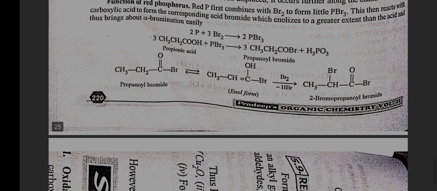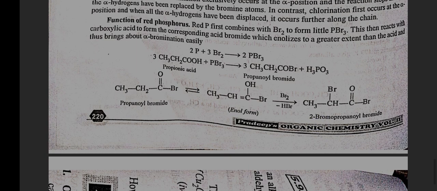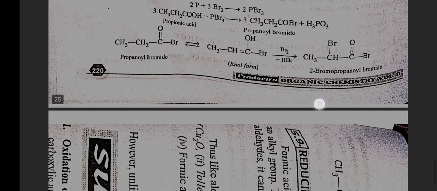Red phosphorus first combines with bromine to form a little PBr3. This then reacts with carboxylic acid to form the corresponding acid bromide, which enolizes to a greater extent than the acid and thus brings about alpha bromination easily.